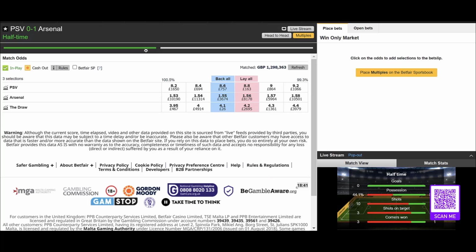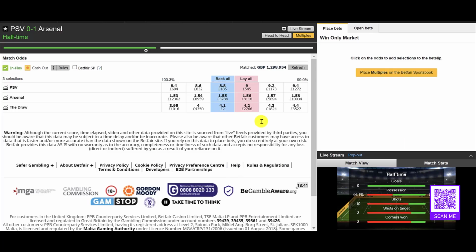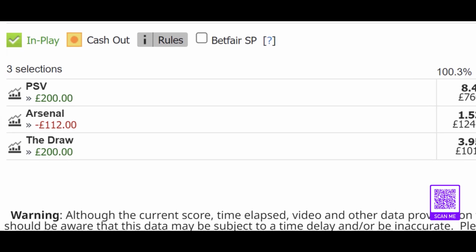Now, obviously, the strategy is not huge in this one, in all these demonstrations, but look, you've got a lot of options. You could back that home win for PSV. We could lay Arsenal. We could go for the goals, knowing that there's one goal overdue. But anyway, look, we're going to start out with laying Arsenal. And if and when we get that equaliser, then we can reassess, okay?